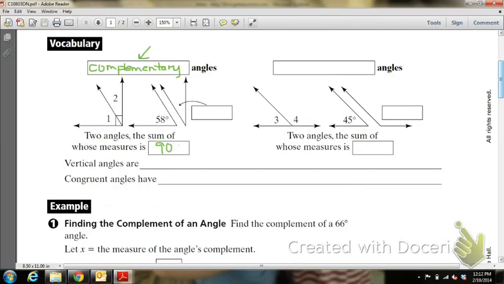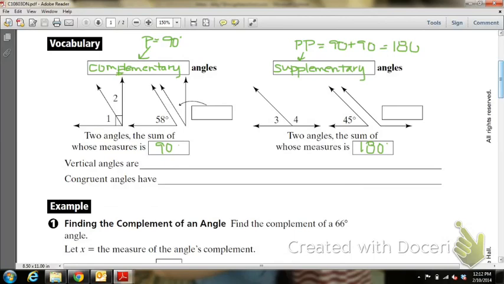And here's a way that we can think of it. Complement has one p, which if you think about it is like a backwards 9, so 90 degrees. So if there's one p in the word, it means 90 degrees. Because the other one is supplementary, which has two p's. So p and p is like 90 and 90, which makes 180, which is what supplementary angles add up to.